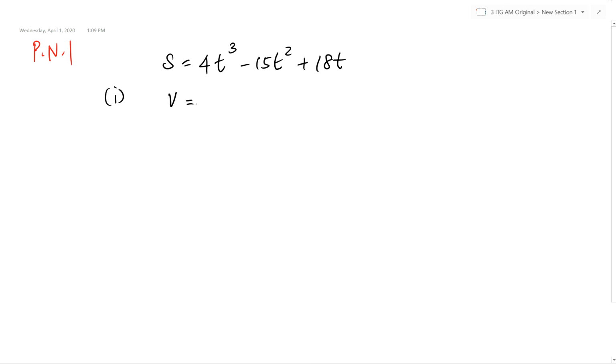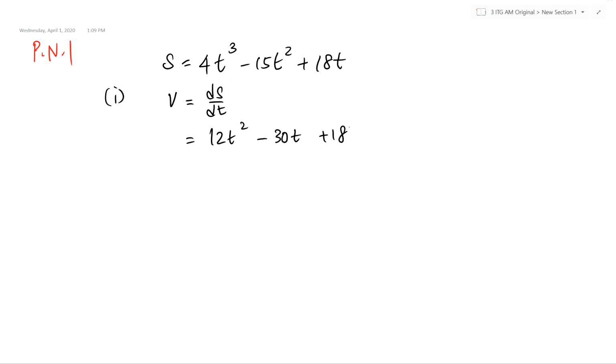Velocity is given by ds/dt. Good. So differentiate it really quickly: 12t² − 30t + 18. Now this is the expression for our velocity. Meaning, for any time that I require, time equals half, time equals 0, time equals 1, and so on and so forth, I can find its corresponding velocity.